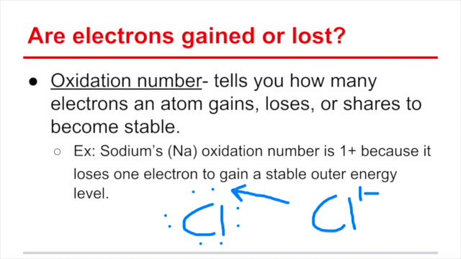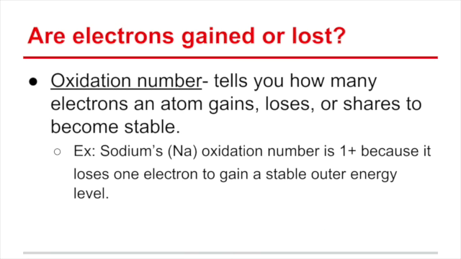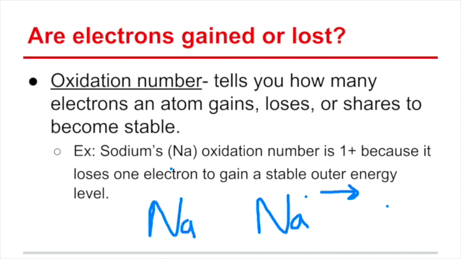There's Cl's oxidation number. On the other hand, in our example down below, sodium only has one outer electron. It is going to lose that electron to get to the next lowest energy level that's full already. Since it's going to lose one, and if you lose something negative, you become more positive, sodium's oxidation number is 1 plus.